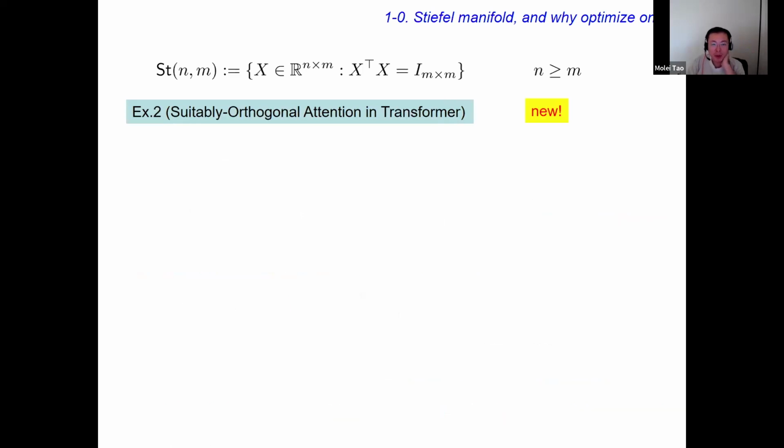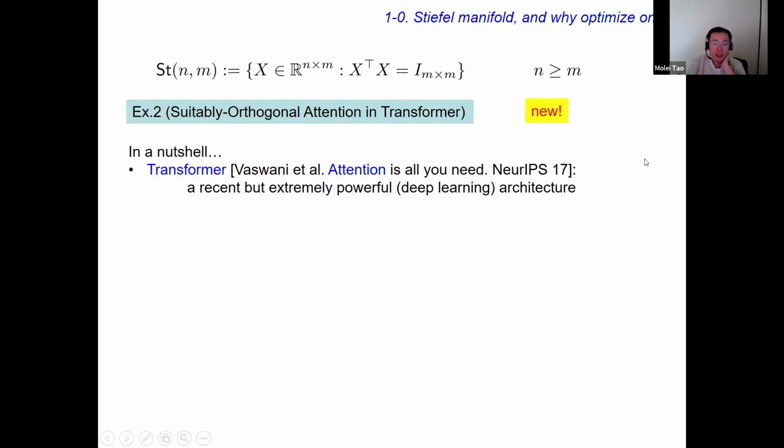The final example is new, at least it's invented by us. The paper was 2023, so in machine learning timescale, this is not new anymore, but still, this is newly invented by us. It's a way to improve the transformer. It's a generic improvement. In a nutshell, the transformer is a very powerful deep learning architecture, and it was first invented for natural language processing, where you deal with sequences, but now it has sort of revolutionized computer vision as well.